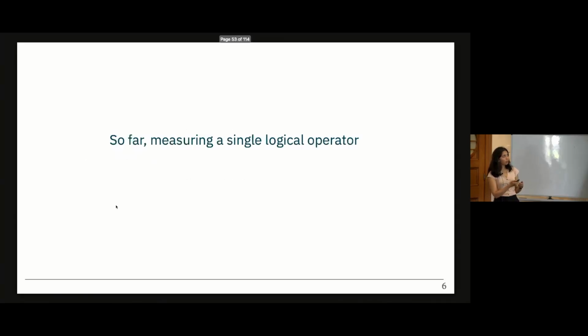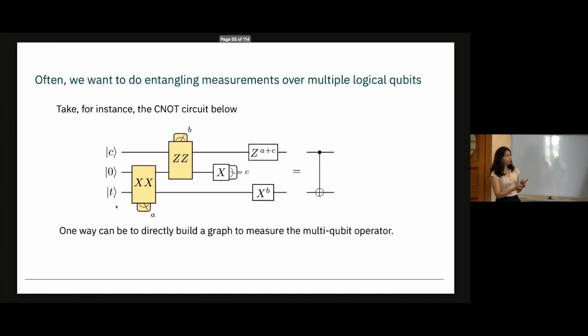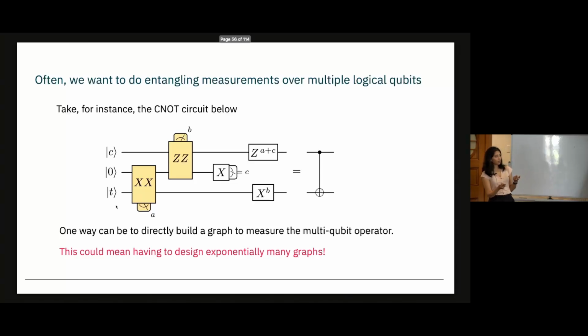So I'm going to talk about joint measurements here. All of this construction was measuring a single operator, but very often what we want to do to execute gates is do Pauli product measurements. So we want to measure, for example, this XX and ZZ operator here, and up to some Pauli corrections, this would execute a CNOT gate. So for circuits like this, we maybe don't want to have to design a graph for every single logical we want to measure, because if you have k logical qubits and 4 Paulis, that's 4 to the k possible Pauli products to measure, and that's a lot of graphs to design.